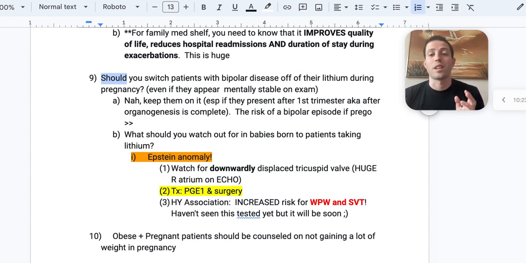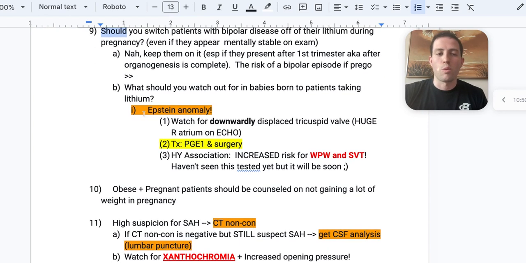Well, oftentimes you want to keep them on the lithium, especially if they present to you after their first trimester, because at that point, your organogenesis is basically done from weeks 3 through 8. So if it's after that, if the harm's done, the harm's done. And so the risk of having a bipolar episode, having mania or severe depression during pregnancy is huge. So you don't want to take them off of their medications if they're already past that first trimester, 3 to 8 week mark.